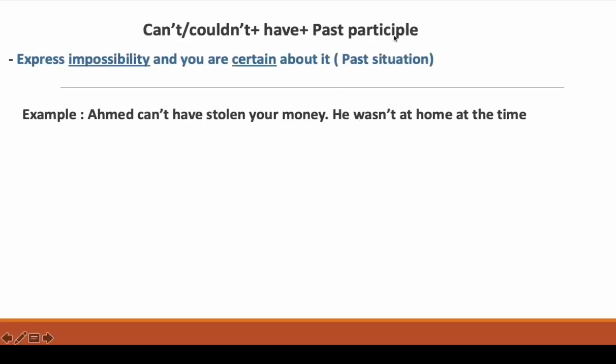So this second modal perfect is can't or couldn't plus have plus past participle. So what is the use? We use this modal perfect to express impossibility, or being certain about a past situation. So impossibility means something that is impossible, but when? In the past. Remember this one.